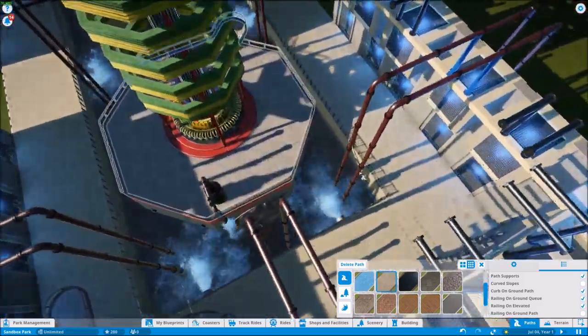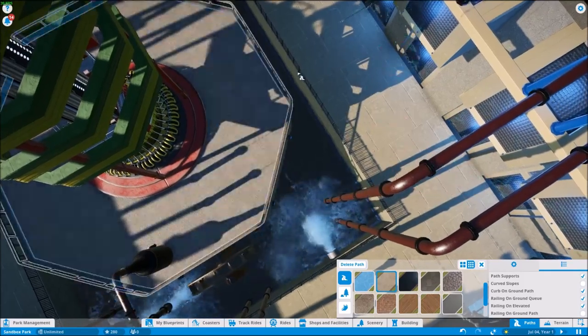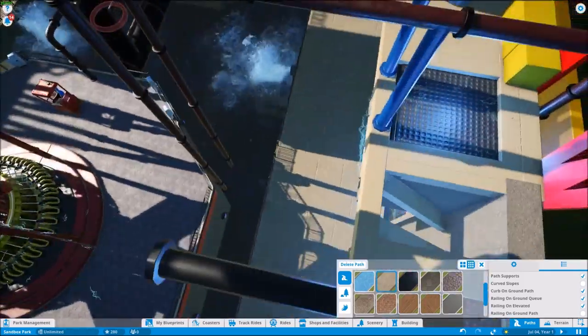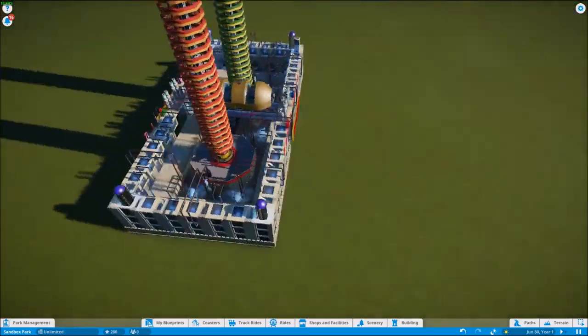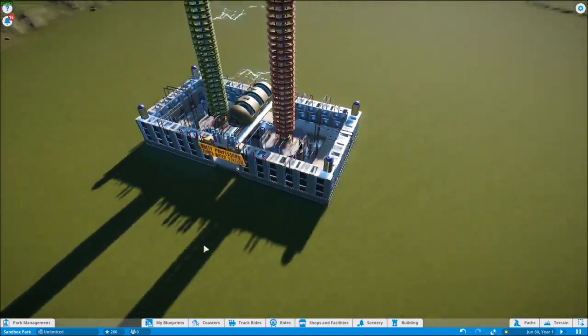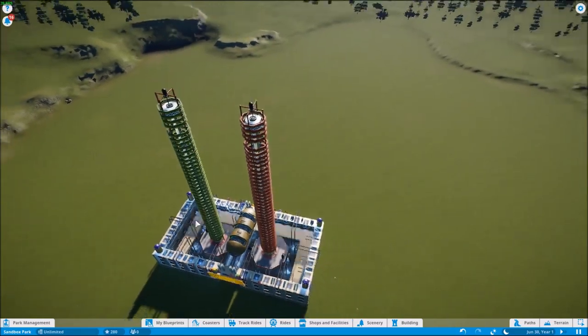Running the path on the other side, it does not matter whether you're on the outer or the inner flooring. And that is how you put together the Nutty Professor's Power Coils.